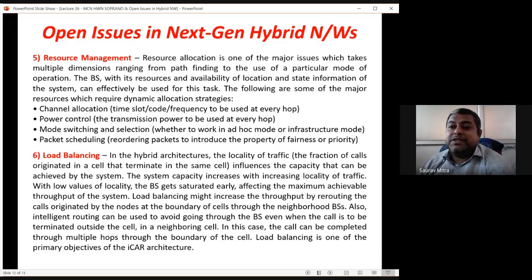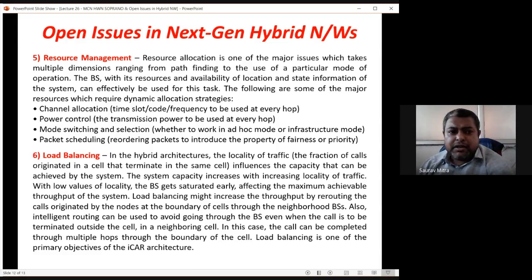First one is channel allocation. It can be done by TDMA, CDMA, FDMA. If it is done by TDMA, time division multiple access, in that case a time slot is allocated by the base station. If it is CDMA, in that case code-based allocation is used. And if it is FDMA, in that case frequency-based allocation is used for the channel.